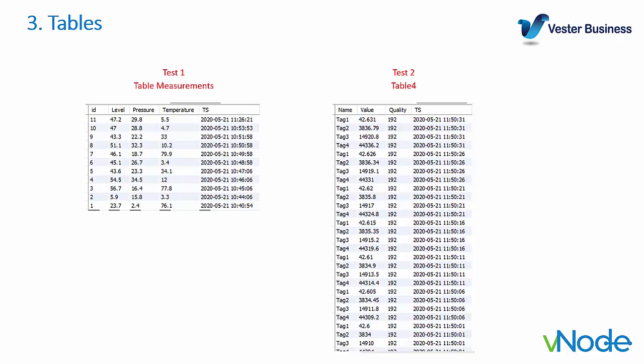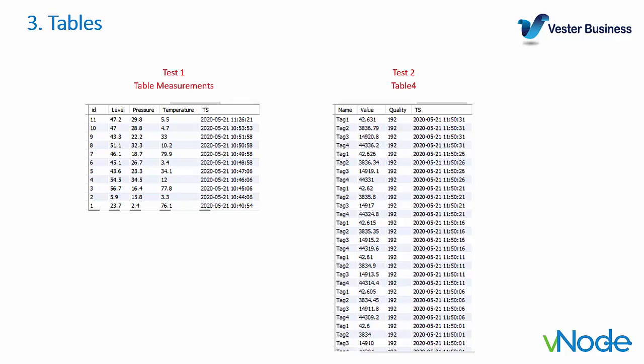In this example, I have created two tables, very different from each other. We have this test 1 table of measurements. This is an example of different kinds of measurements that are stored in an external database, and we want to collect these measurements and put them into vNode. We have a level, a pressure, a temperature, and a timestamp. As we can see here, at different moments of time we have different measurements, and we want to get into vNode the last measurement.